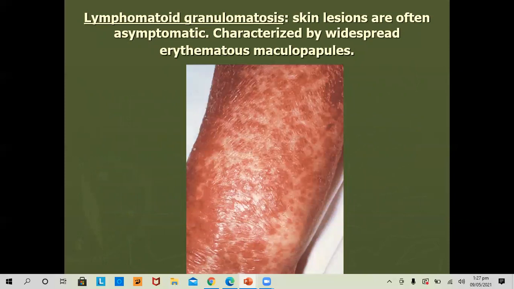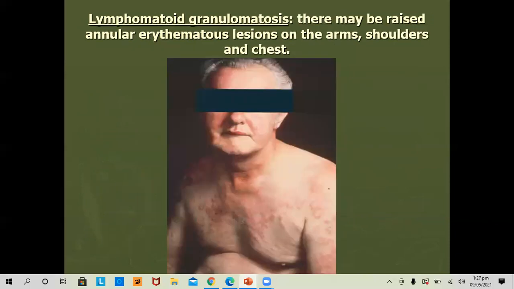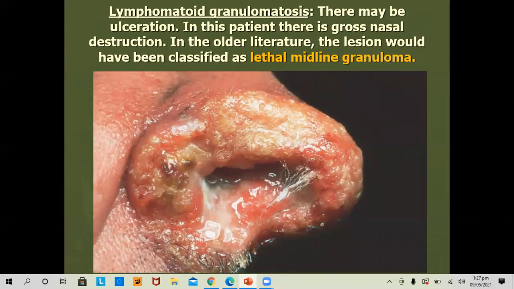Skin lesions are characterized by widespread erythematous maculopapular lesions. On the trunk, these lesions form annular configuration, which is seen on arms, shoulder, and chest. There may be ulceration, and patient may present with gross nasal destruction. In older literature, the term lethal midline granuloma was actually the same condition. That is the lymphomatoid granulomatosis involving the nose.